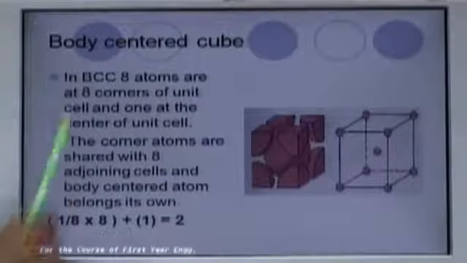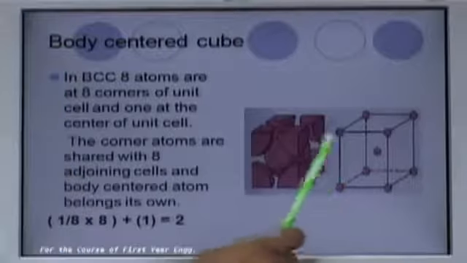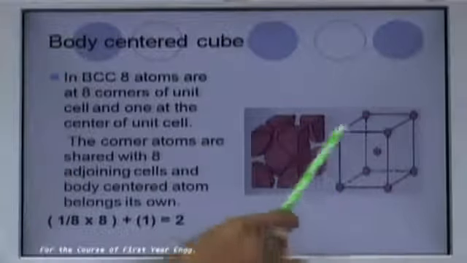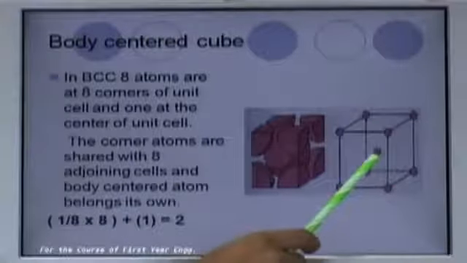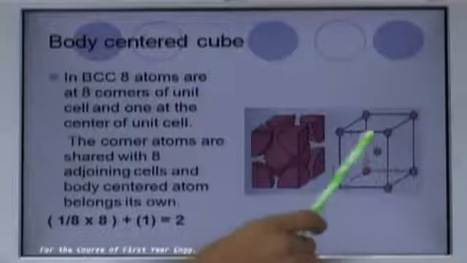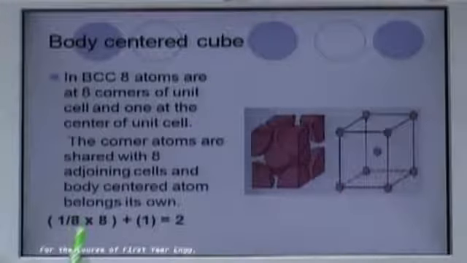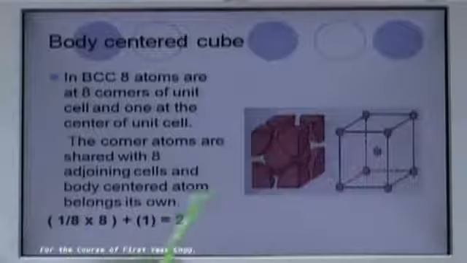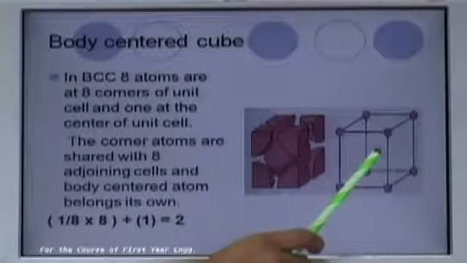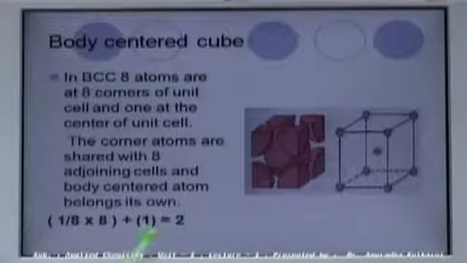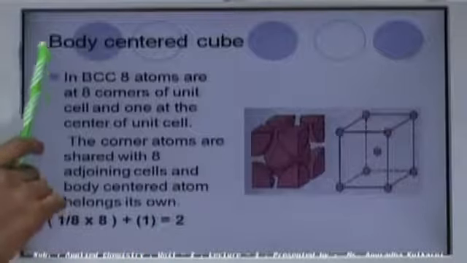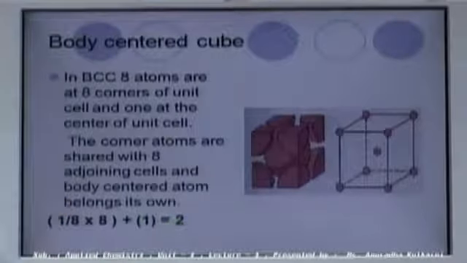Then for body centered cube, we know the structure of body centered cube. The lattice points are situated at 8 corners and one is at center of the body. So this will be the one for simple cube, as in simple cube, and one more atom which is situated at center. It completely belongs to this particular unit cell only. That's why 1 plus 1 is equal to 2. So number of atoms per unit cell for BCC or body centered cube is 2.